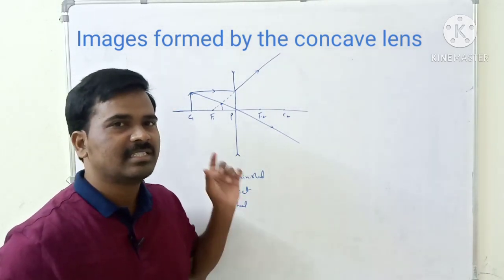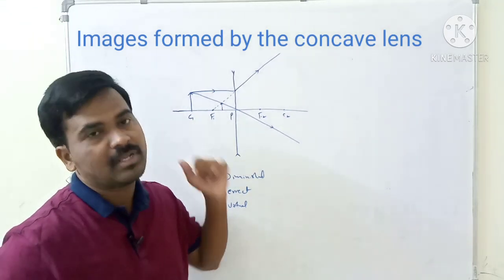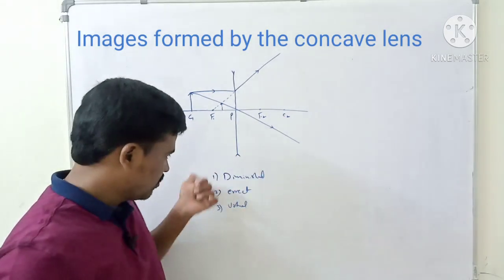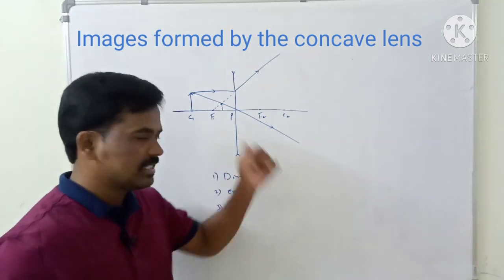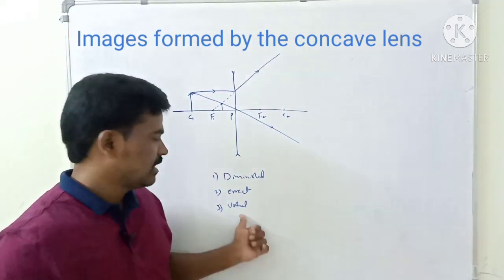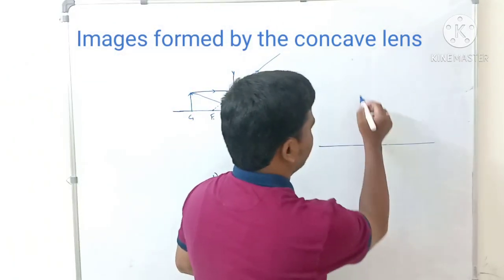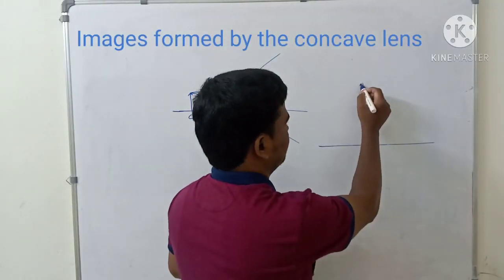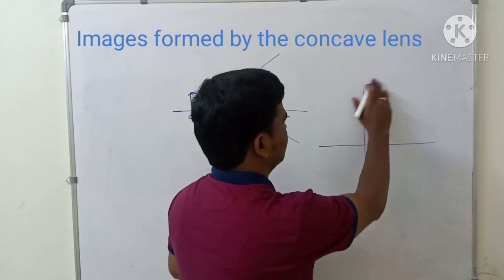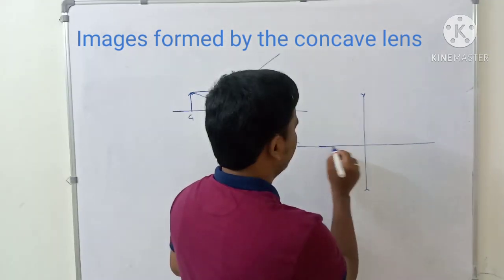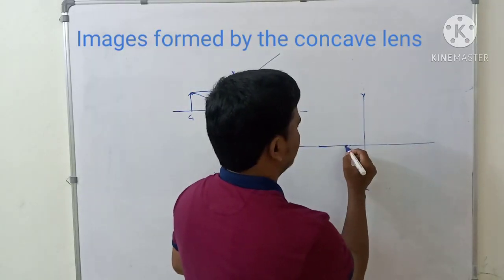Irrespective of the distance at which we keep the object, we will find only one type of image, that is diminished, erect and virtual. Let me draw another one. This is the symbol of the concave lens.